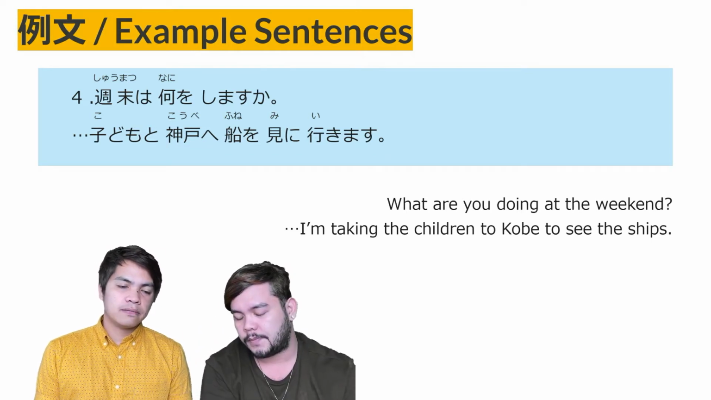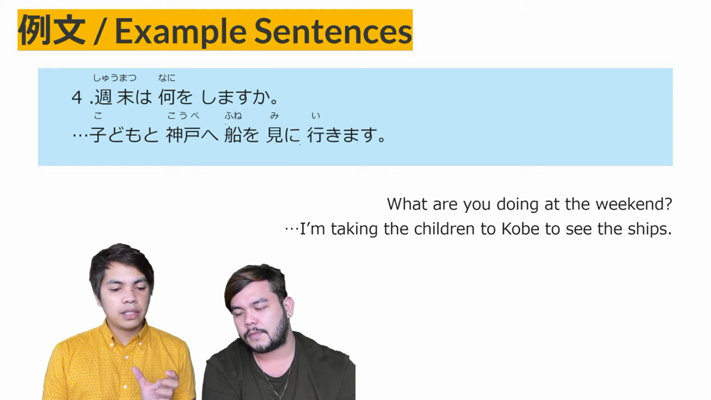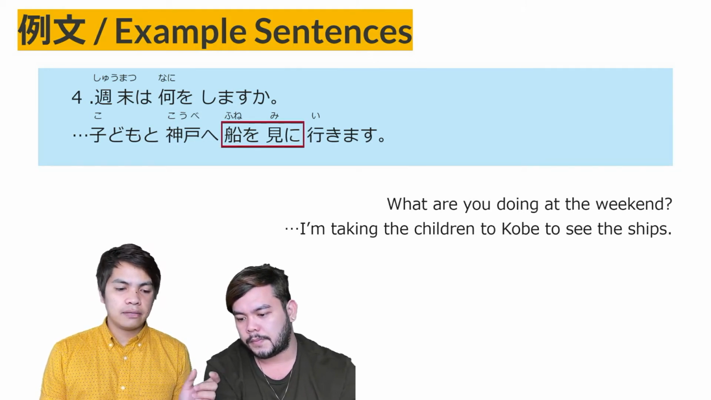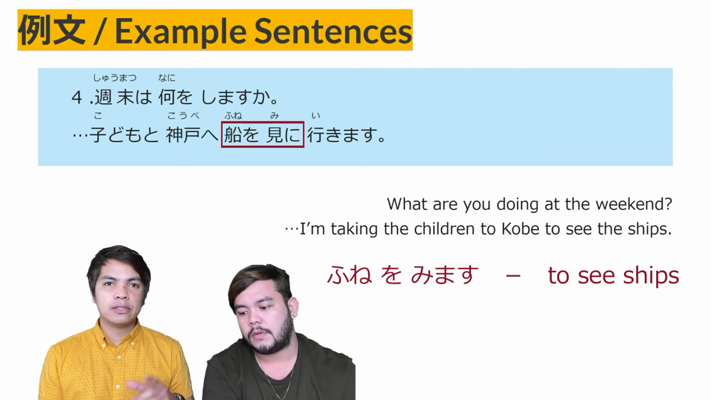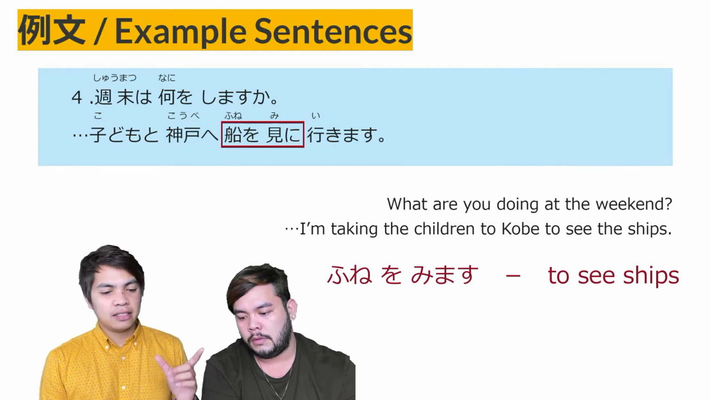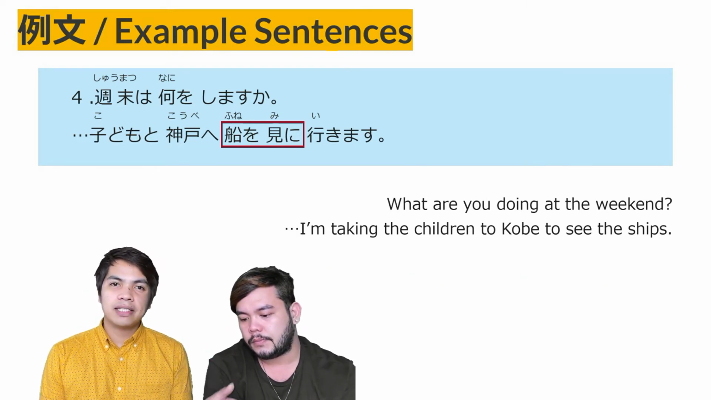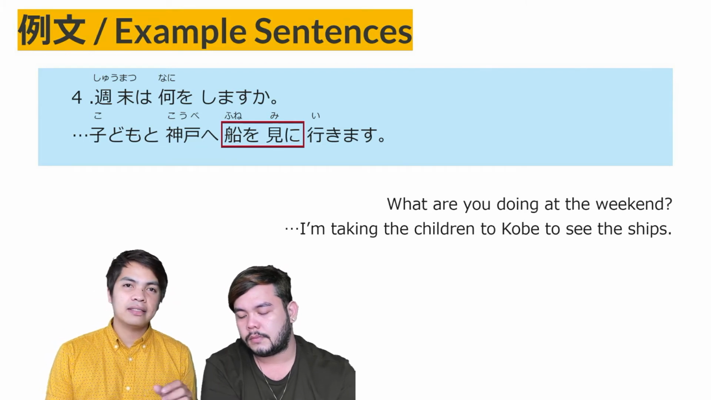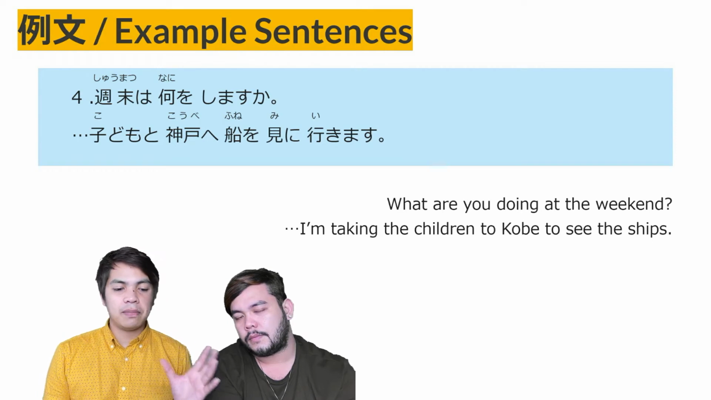Then, the purpose of going to Kobe is stated with fune o mi ni, particle ni. Fune o mimasu, from the verb mimasu, means to look or to watch. Fune o mimasu, to see ships. Then particle ni. Remove the masu and add ni to make it the purpose of going to a place.